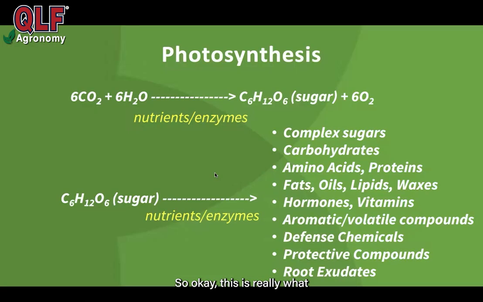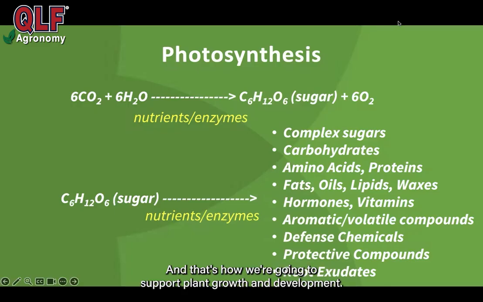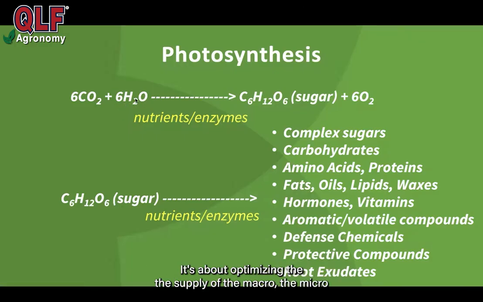So that's a big part of the benefit of the foliar spray. So, okay, this is really what we're trying to achieve with a foliar spray or with plant nutrition in general. It's to help the plant photosynthesize, to help the plant grow. That is how plants grow, and that's how we're going to support plant growth and development. So this is what really optimizing plant nutrition is about. It's about optimizing the supply of the micro minerals, which form part of enzymes which help to catalyze this reaction.